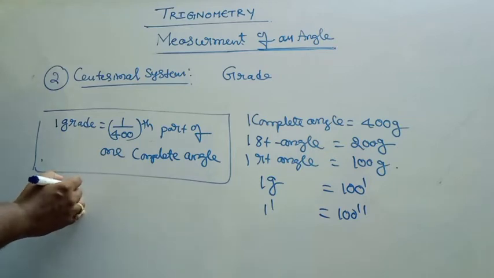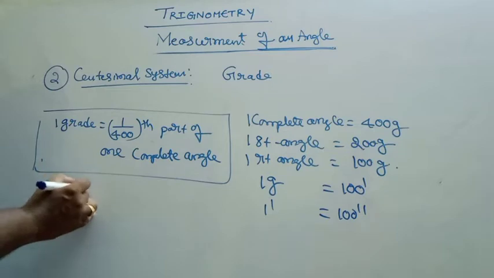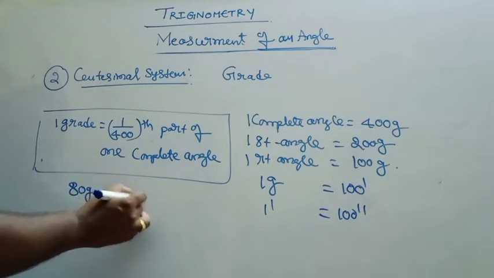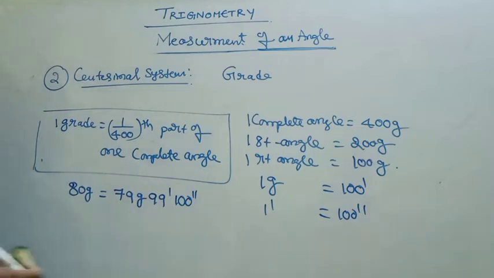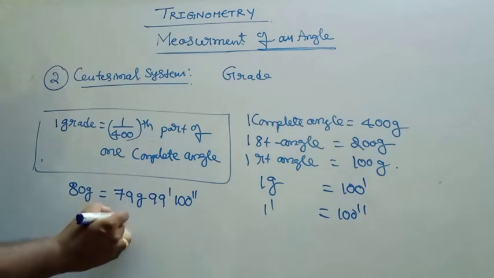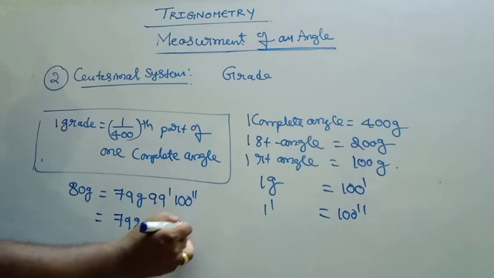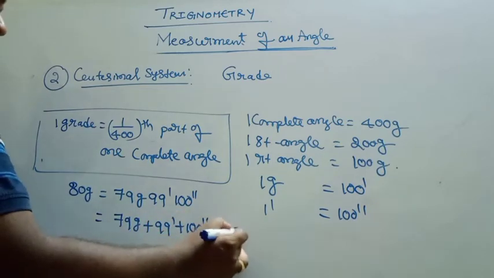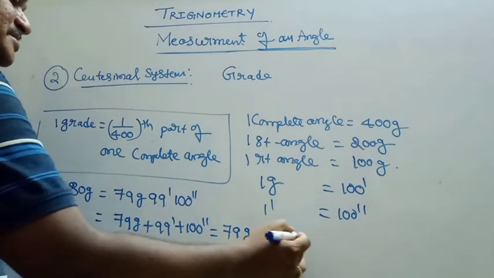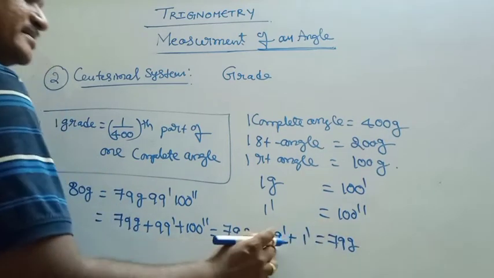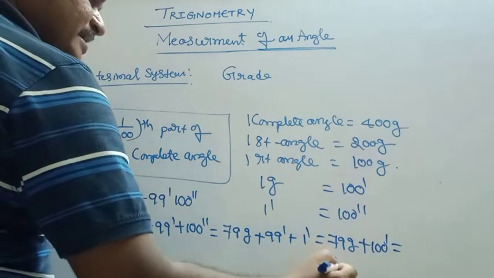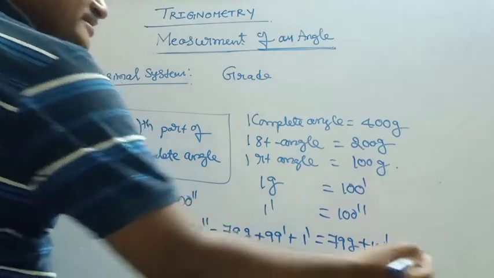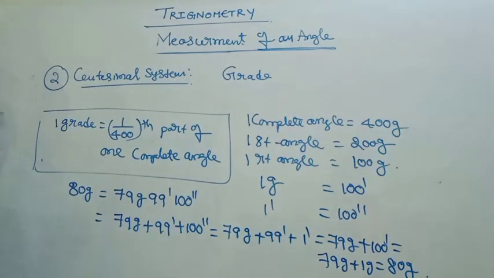Suppose you take an angle of 80 grades. We can write it as 79 grades 99 minutes 100 seconds. Why? This is 79 grades plus 99 minutes plus 100 seconds. Now 100 seconds equals 1 minute, so 99 plus 1 minute is 100 minutes. And 100 minutes equals 1 grade. Therefore this is 79 grades plus 1 grade, which equals 80 grades. Like this any angle can be written in this finest way.